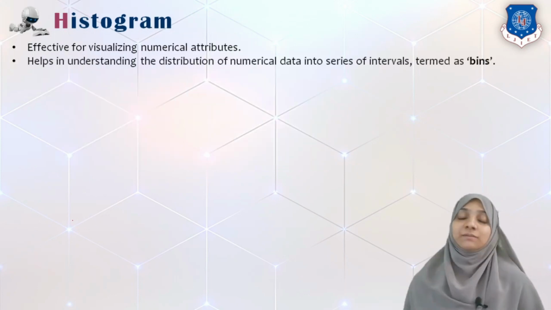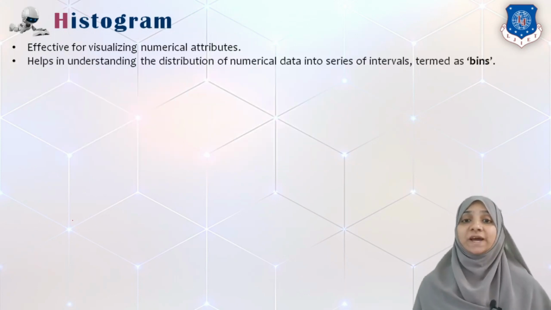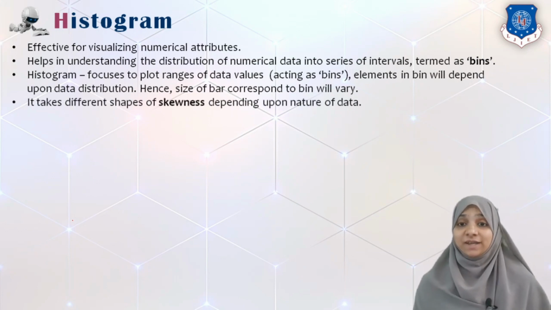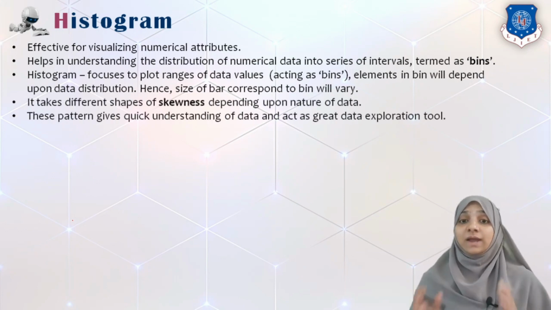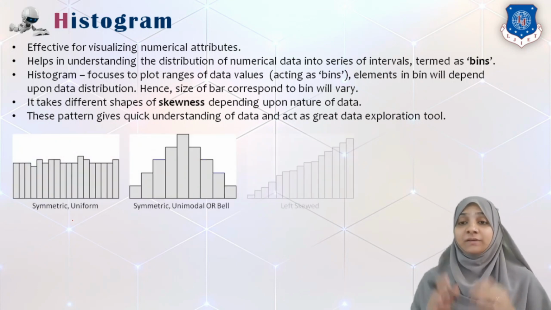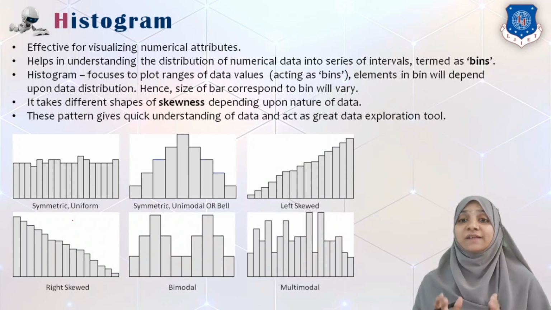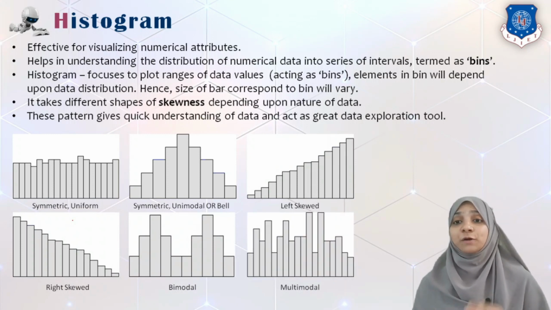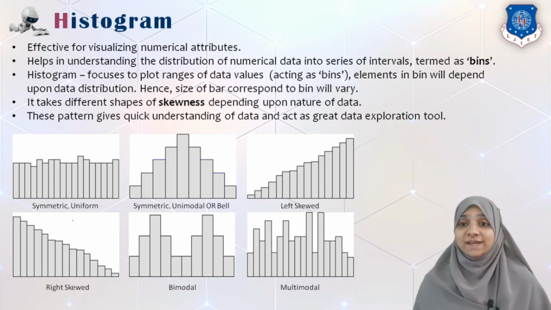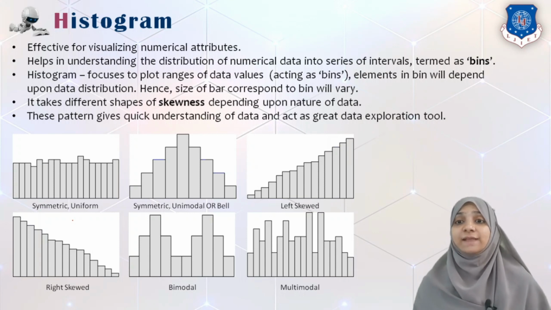Now the histogram, which is another way to visualize attribute data. It is an effective visualizing technique for numerical attributes. It helps us to understand the distribution of numerical data. Here we create something called a bin. Say for example, the age of a person may range from 0 to 100. So we can create bins for age, say from 0 to 5, 5 to 10, 11 to 15, 16 to 20 and so on.